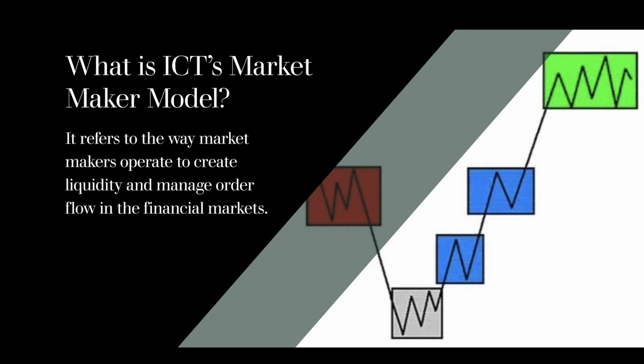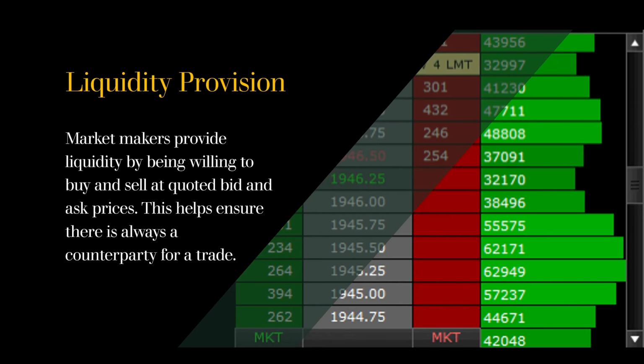However, there are some core principles to understand first so that you understand why it exists in the first place and why it works the way it does. So the first thing market makers do is provide liquidity. They do this by being willing to buy and sell at quoted bid and ask prices. This helps ensure there's always a counterparty for a trade. So arguably the most crucial thing to understand is that liquidity is the lifeblood of the market. It's the most important concept, and it's something that is true. Okay, it's not a theory.